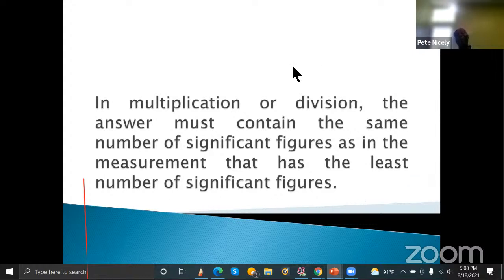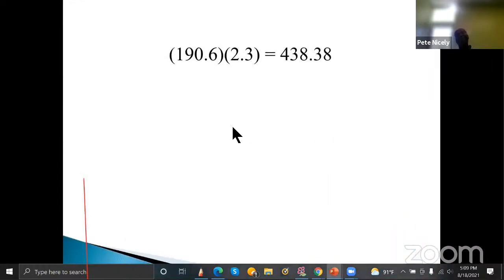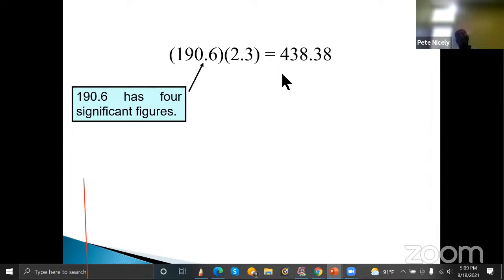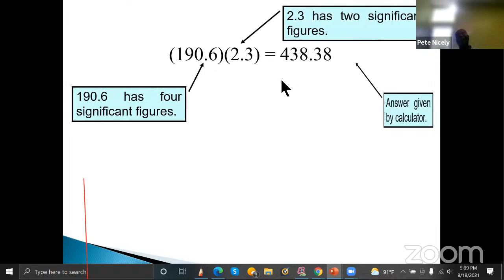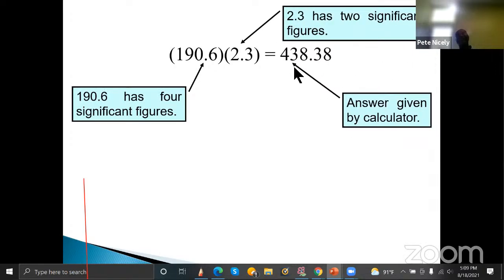Now, let me explain this particular rule using this example. Let's say you're multiplying these two numbers, which are measured numbers: 190.6 multiplied by 2.3. You put your numbers in the calculator, press the equal sign, and this is what will end up on your calculator display. So the question now becomes, to what extent would you round this off?